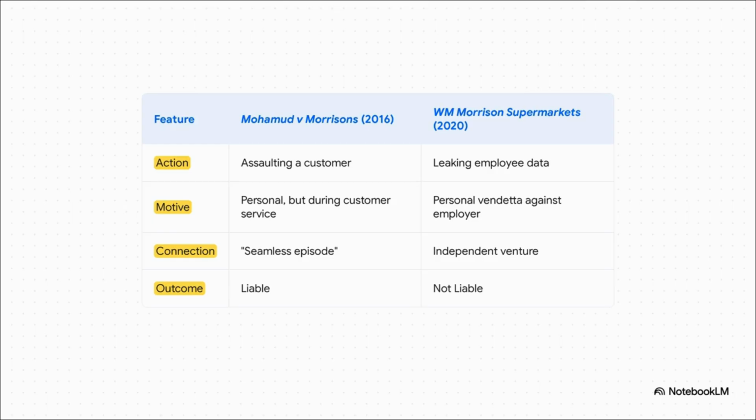But fast forward to 2020. This time, a disgruntled employee leaks company data out of a personal grudge. The court said no, this was a personal vendetta. He was on a frolic of his own. This wasn't connected to his duties. So Morrisons was not liable. What this shows is that the employee's motive can be a really key factor.